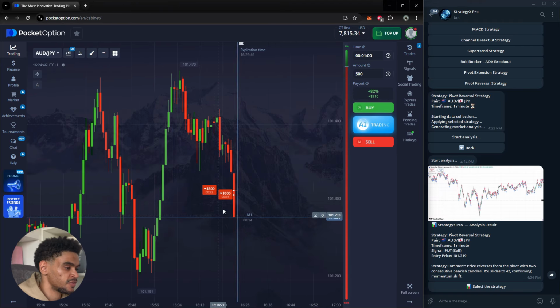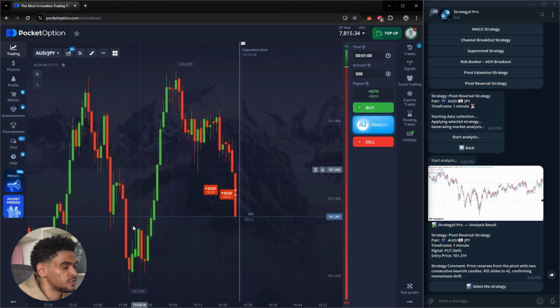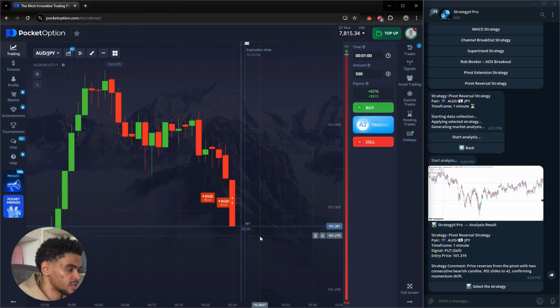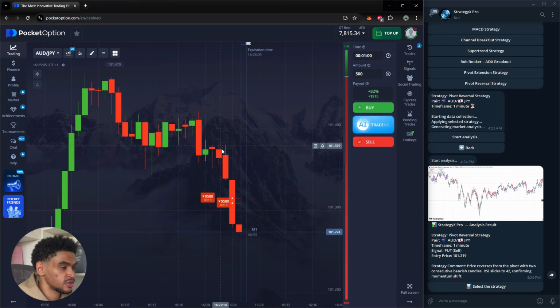This looks like a very strong reversal, the mirroring of this push into the market structure, and now we're just mirroring it. Super nice. I think we're good. I think we're safe, and there it is. This is another great performance from the trading robot. Price reverses from the pivot with 2 consecutive bearish candles. We got 2 consecutive strong bearish candles.